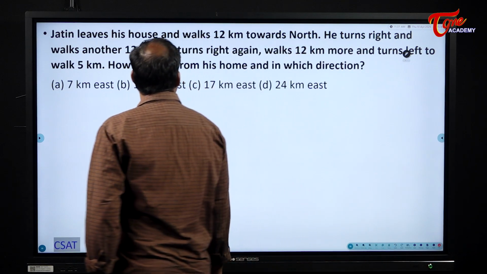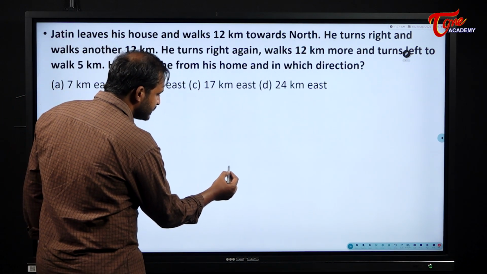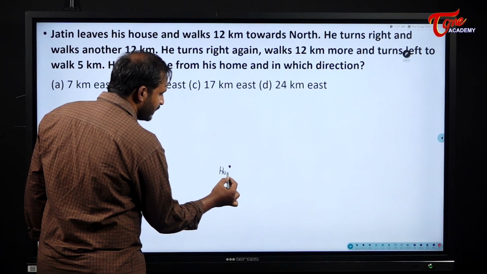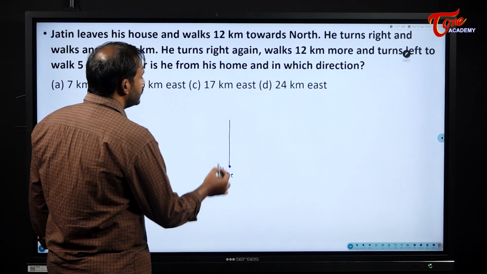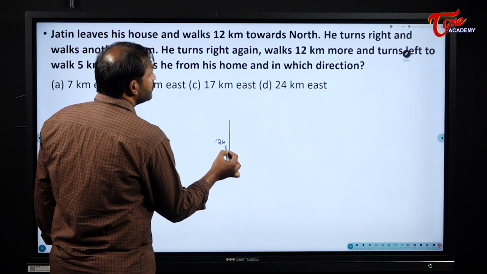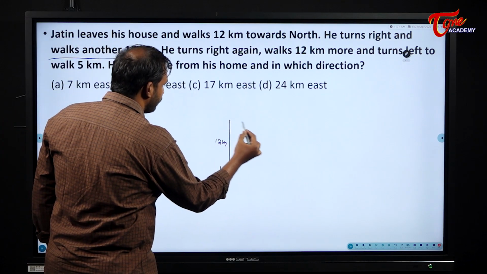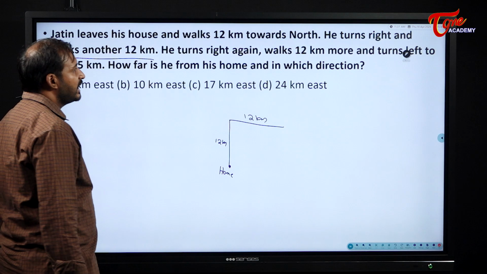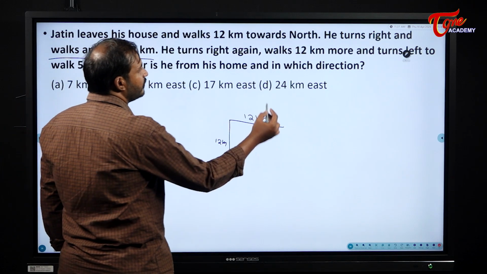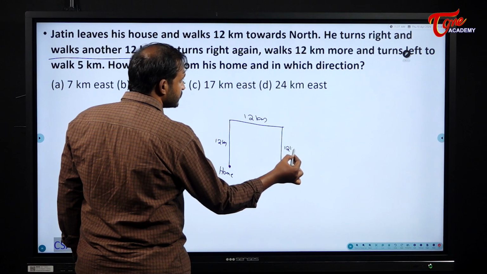Jatin leaves his home and walks 12 kilometers towards north. Okay. Assume that this is his home. This point is his home. He walked towards north for what distance? 12 kilometers. Okay. He turns right and walks another 12 kilometers. Now he turned right and he walked 12 kilometers. Okay. He turns right again and walks 12 kilometers more. Now once again he is turning right and he is walking 12 kilometers more.